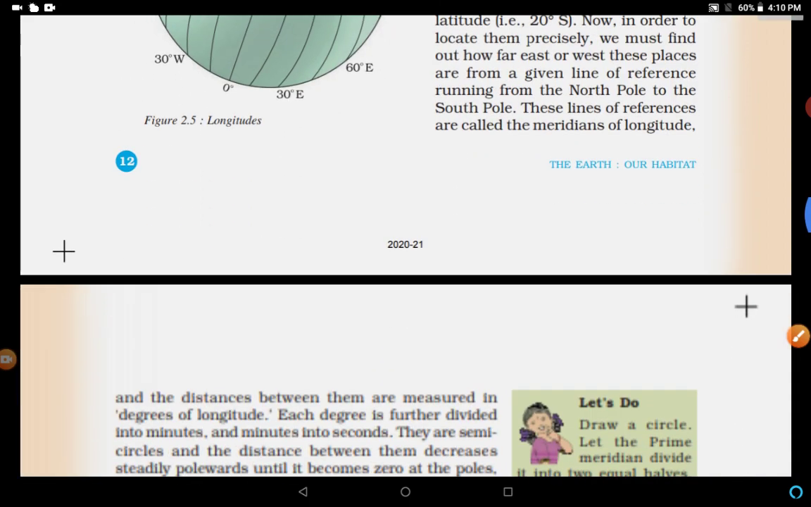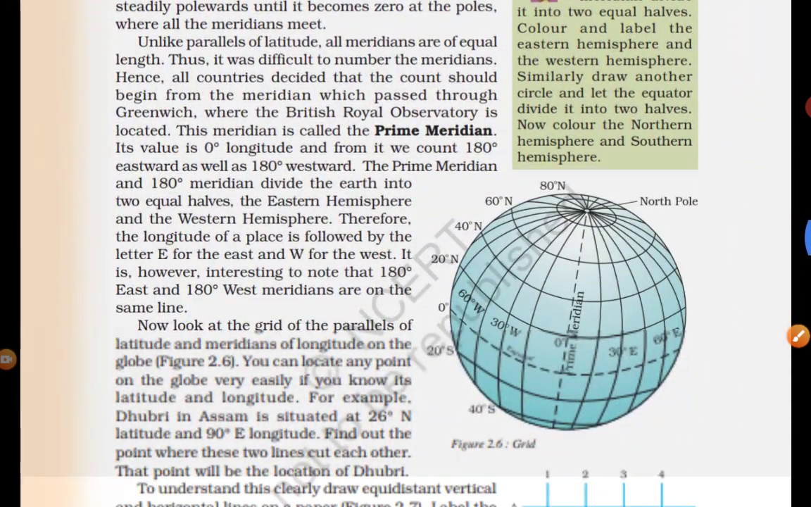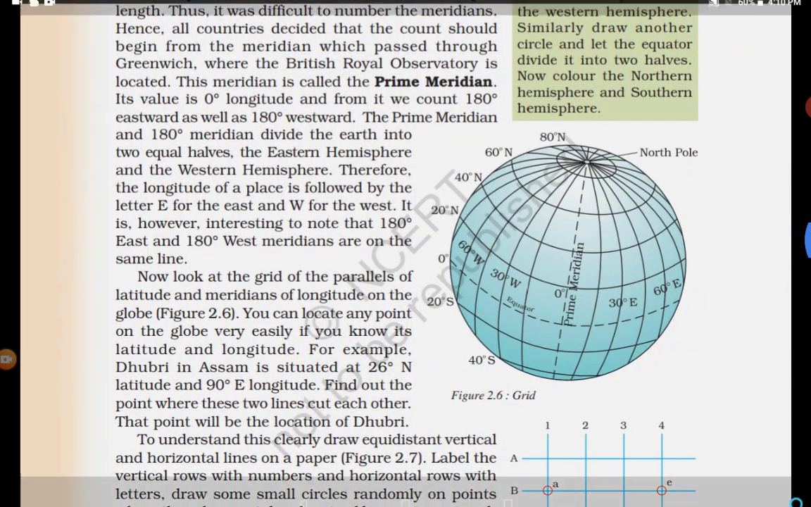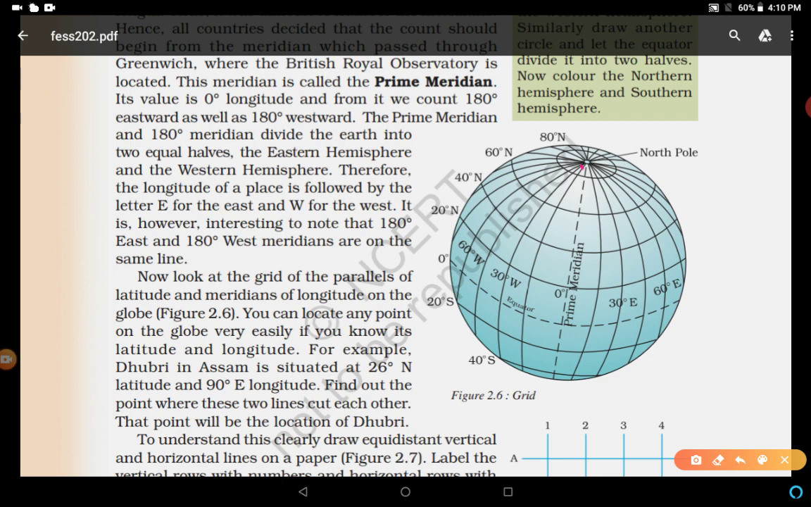For example, come to this grid here. In this way, if we take both the lines on the same diagram, it will make some grids, clear, in which longitudes and latitudes cross each other. This grid will tell us the particular location of any place.